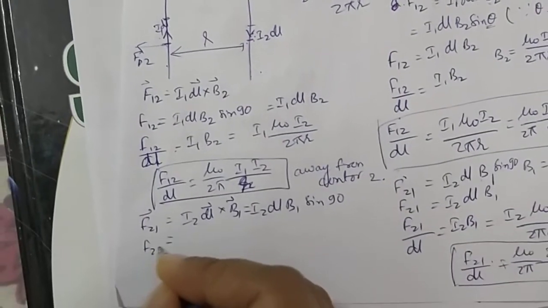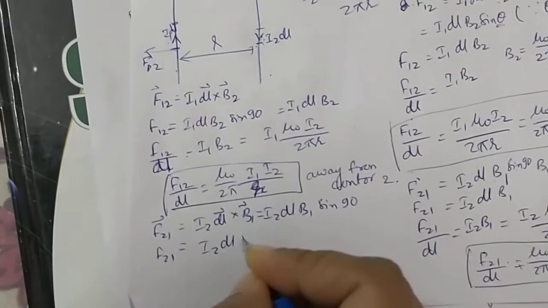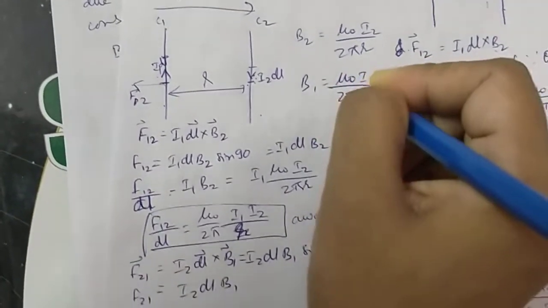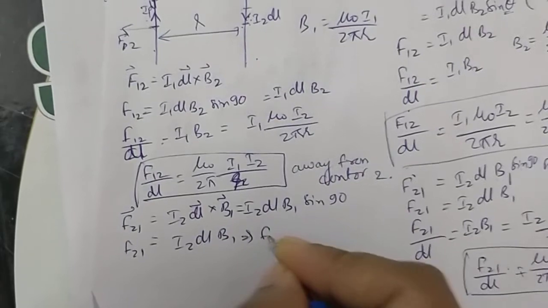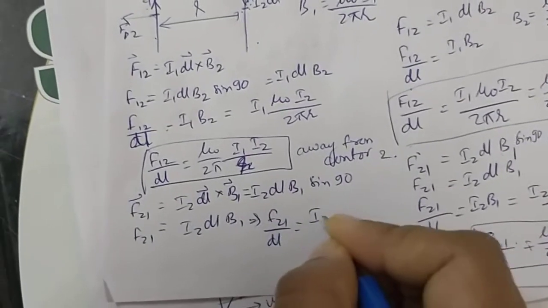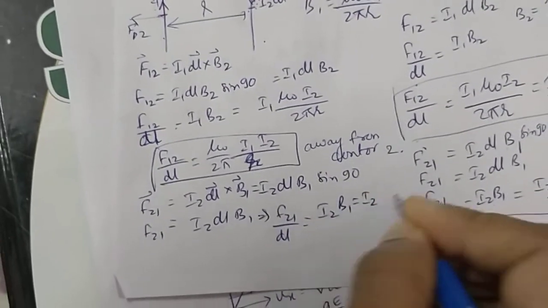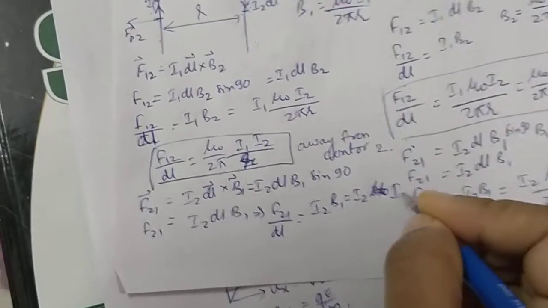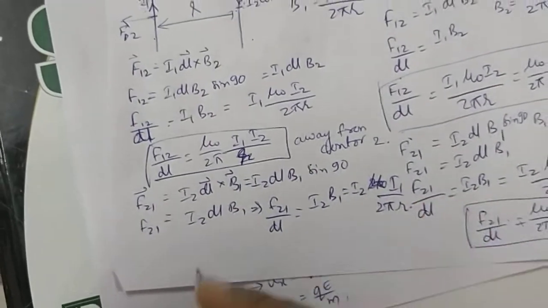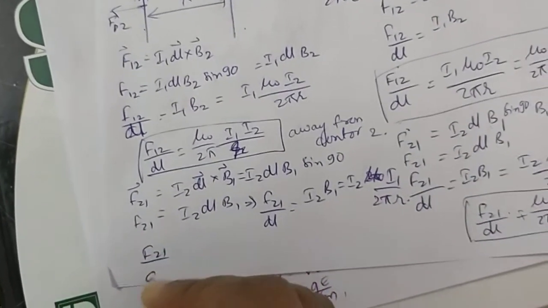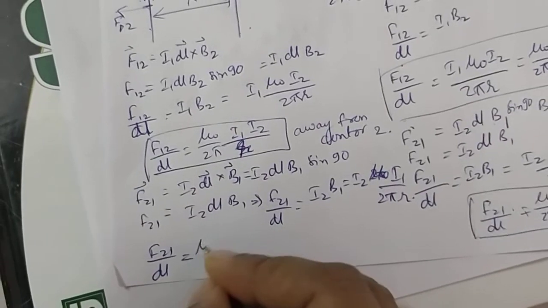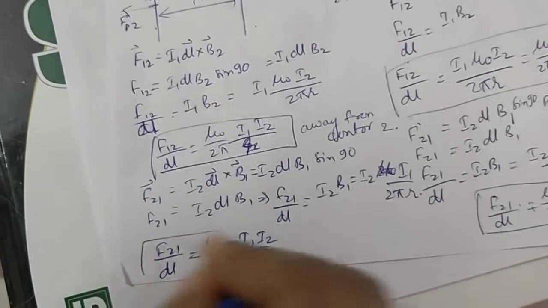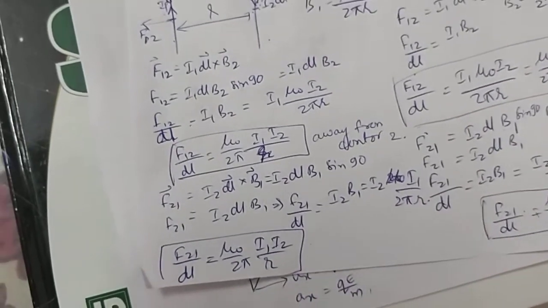So you will get F21 is equal to I2 dl B1. And what will be B1? B1 will be mu naught I1 upon 2 pi r. So we'll substitute that. So F21 upon dl will be I2 B1, so I2 times mu naught I1 upon 2 pi r. So you will get F21 upon dl is equal to mu naught by 2 pi I1 I2 by r. Same expression.